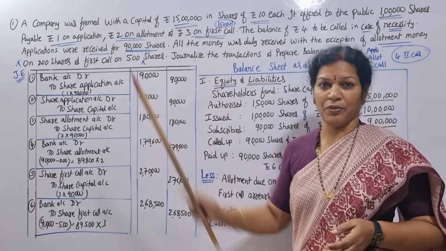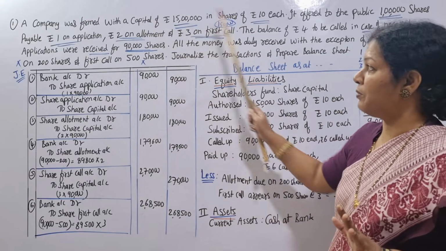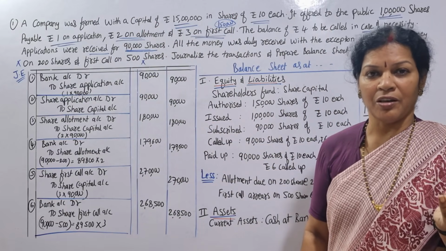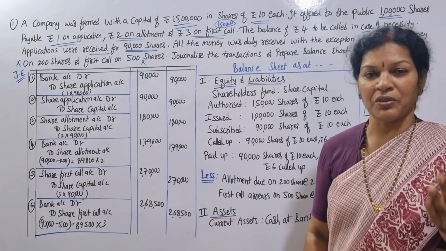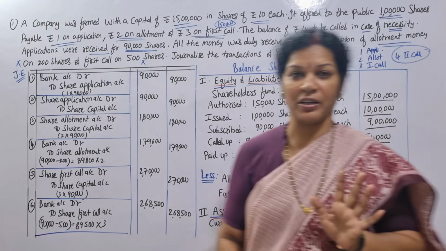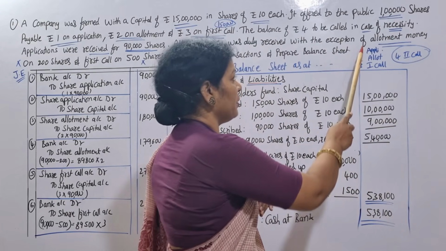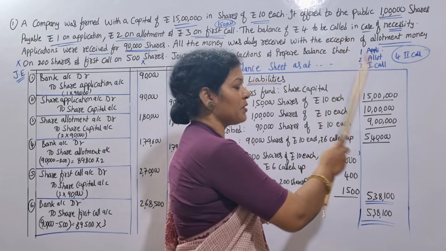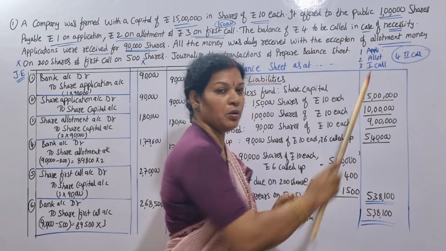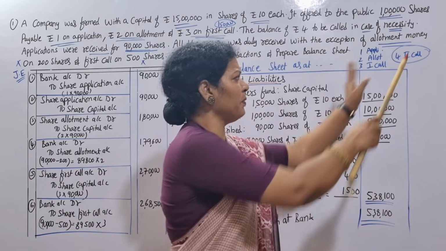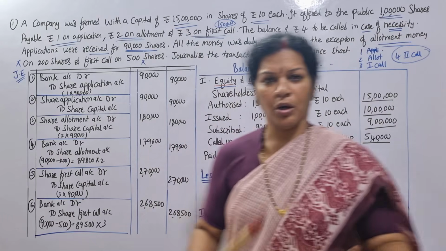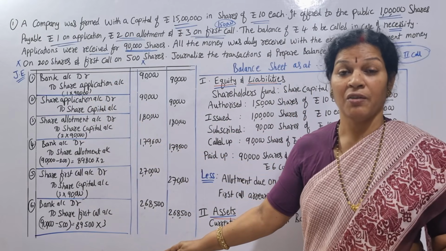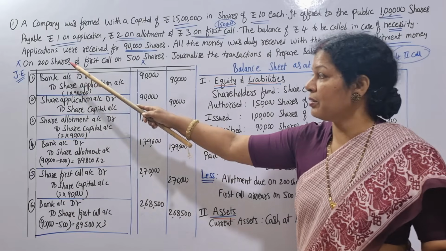You read the problem carefully, each and every sentence of what they are saying. Mainly you have to focus on what the application amount, the allotment amount, the first call amount and the second call amount are. You have to be very careful. As I have written, application 1 rupee, allotment 2 rupees, first call 3 rupees and second call 4 rupees, which they wanted later. So that is why we are ignoring it. Keeping in mind how they paid, first we passed the journal entries. While passing the journal entries there are also some errors.